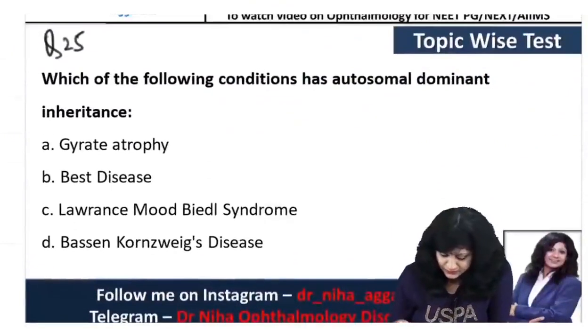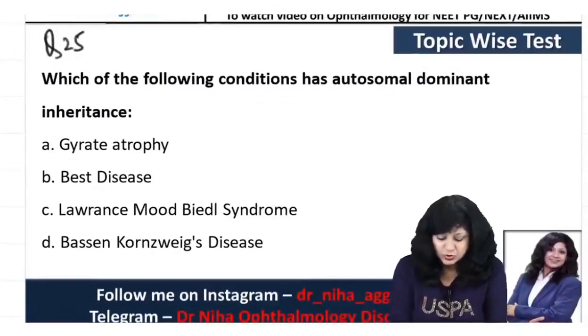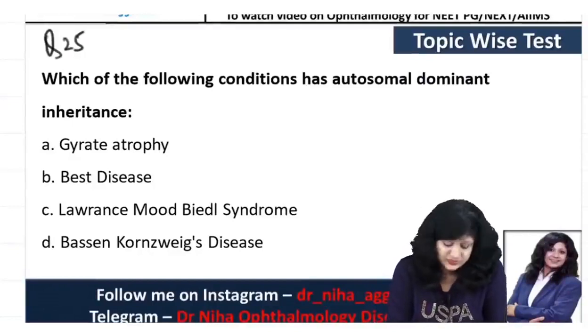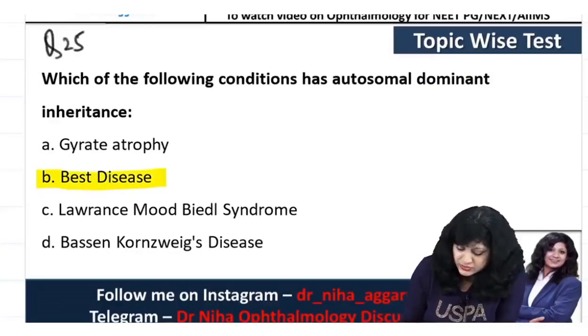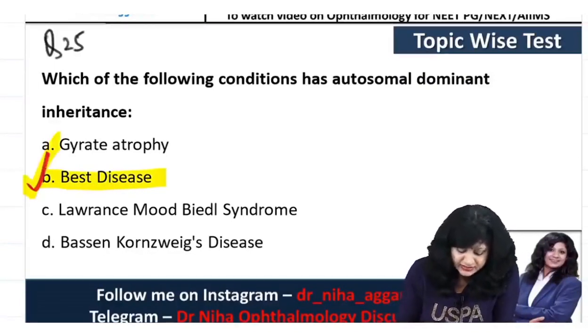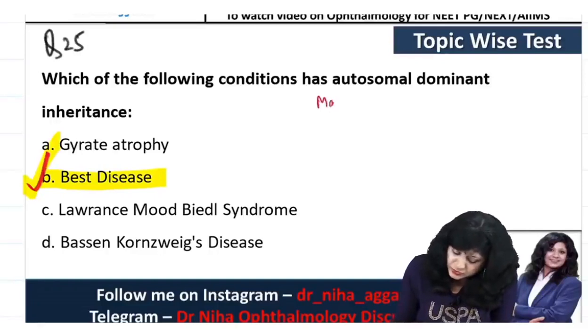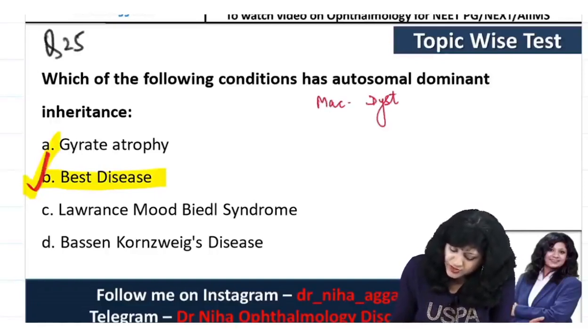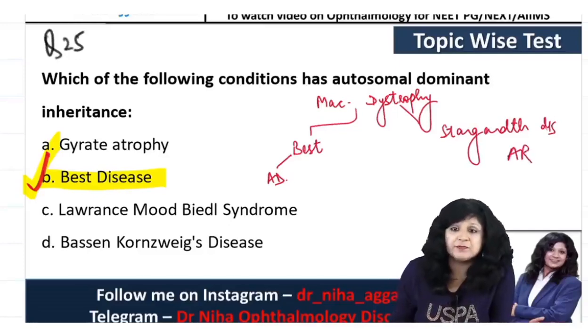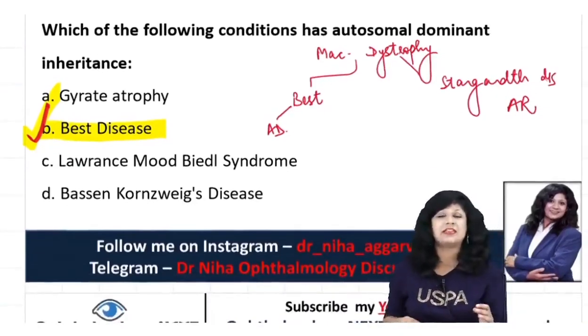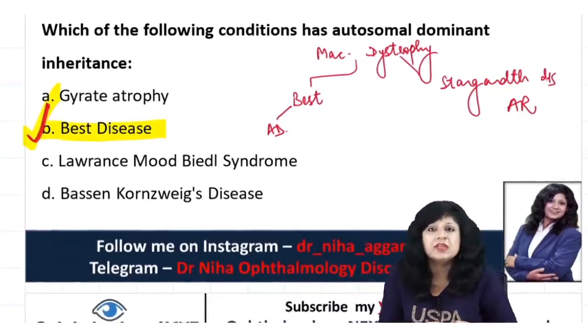Question number 25. Which of the following conditions has autosomal dominant inheritance? So, I have already told you that this Best disease shows autosomal dominant inheritance when we discussed the macular dystrophy. When we discussed the macular dystrophy, one was your Best disease, this is autosomal dominant, and one was your Stargardt disease. The Stargardt disease is autosomal recessive.